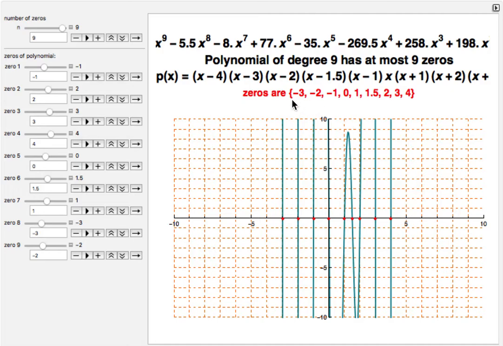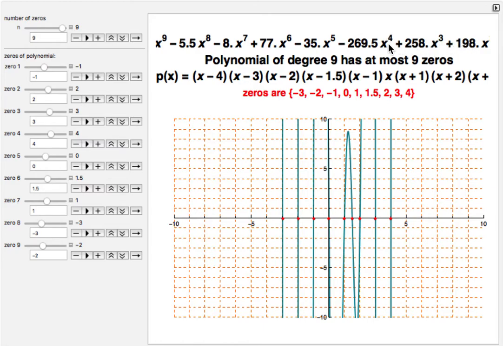So what do we do? Same thing we were doing with linear polynomials, quadratic polynomials, cubic polynomials, what we just did with a quartic polynomial. When a polynomial has degree n equals 9, same thing. P of x is x minus 4 times x minus 3 times x minus 2 times x minus 1.5 times x minus 1 times x minus 0 times x plus 1 times x plus 2 times x plus 3. You can leave it in that form, or you can distribute and get this super long polynomial which doesn't even fit on the page here.